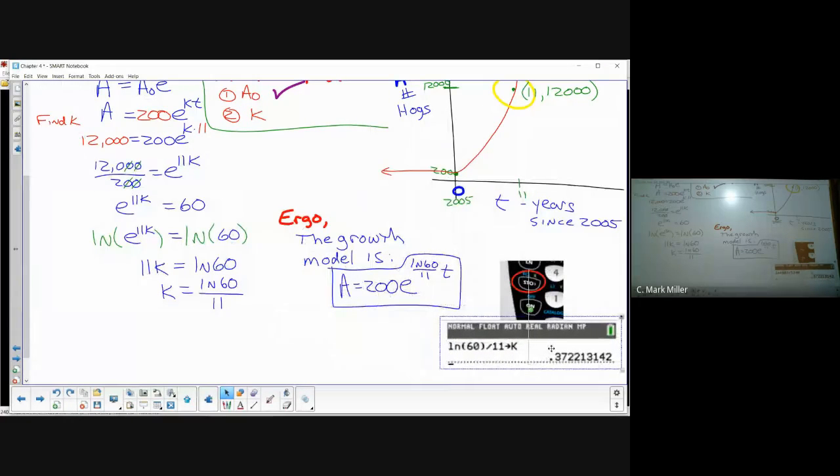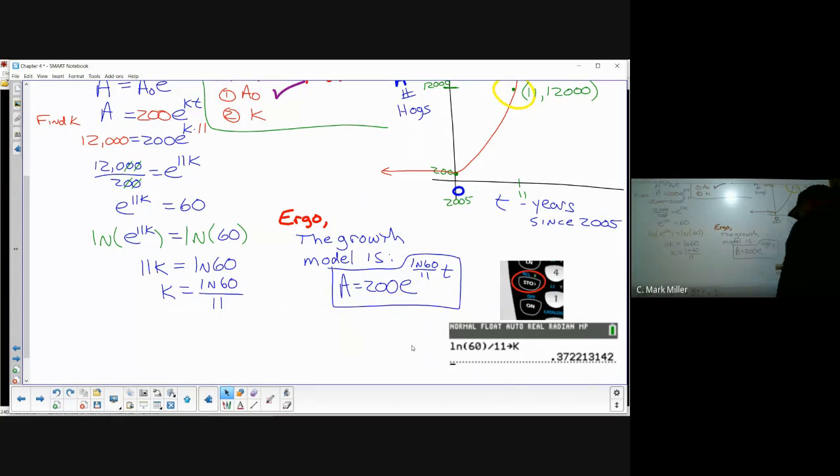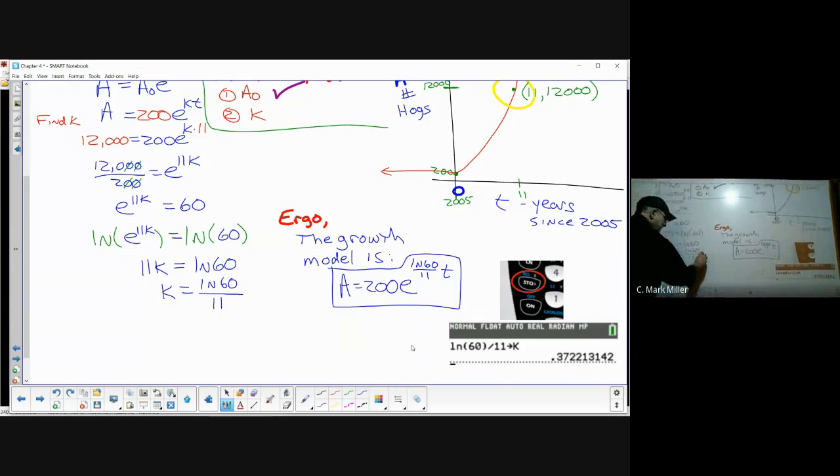Okay. All right. That's our number. So this here equals around 0.3722, or 37.22%. Them hogs are growing fast. 37% per year. And by the way, that's about right. All right.